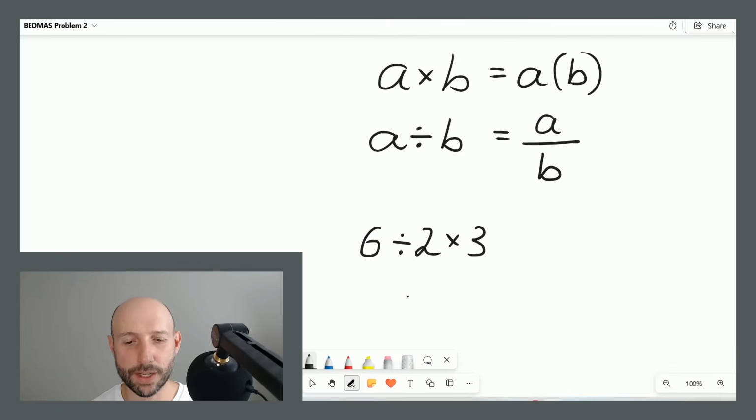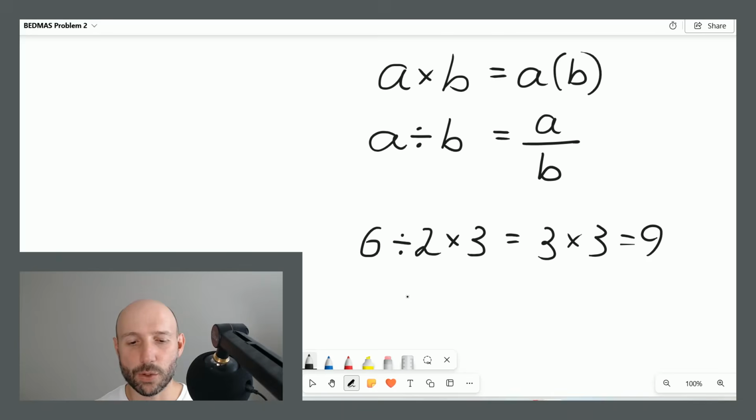Imagine the question were written as follows. 6 divided by 2 times 3. Every number is spaced pretty much the same from every other number, and you're less likely to think that the 2 and the 3 are one thing. You would just do it in a straightforward way, 6 divided by 2 is 3, and when you multiply that by 3, you get 9.